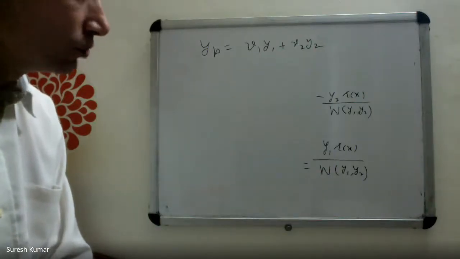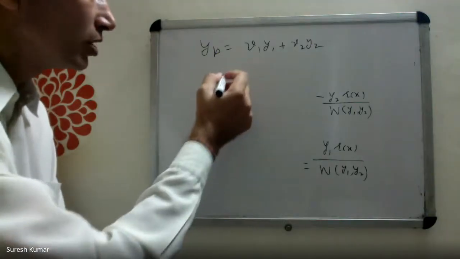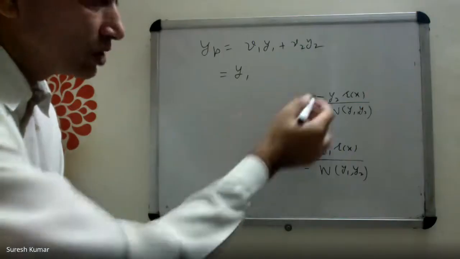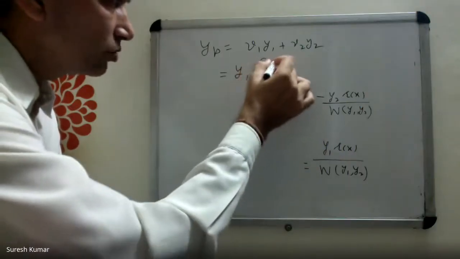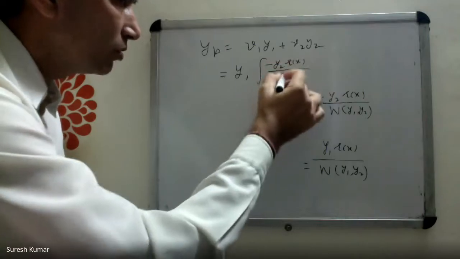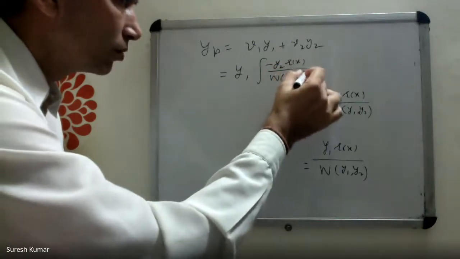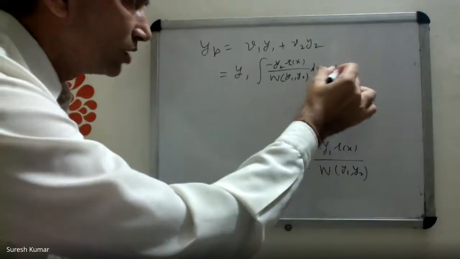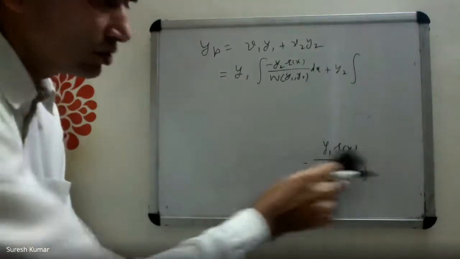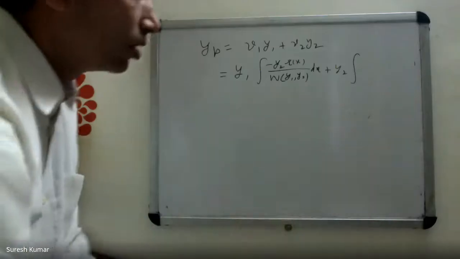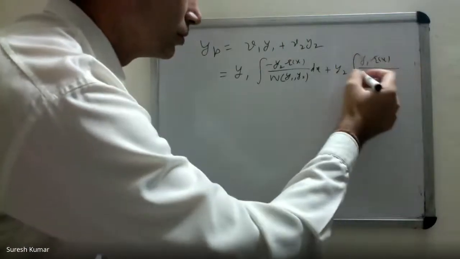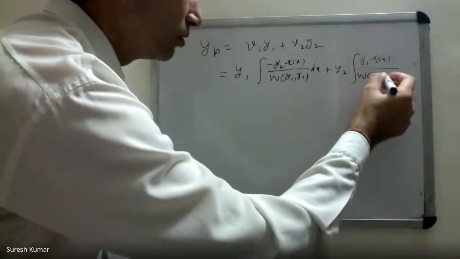It is y2. Okay, y1 times, what is v1? Integration of this means y2 rx over Wronskian of y1 y2. y2 times integration of this expression y1 rx over Wronskian of y1 y2.